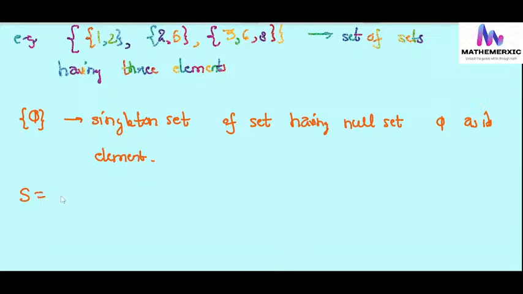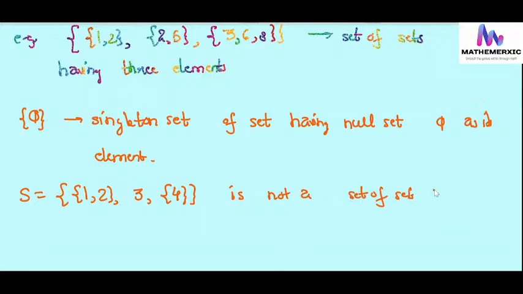And one more very important condition. Let us say S is there, and we have {1, 2} and 3 written separately here. It is not a set of sets in that case, as 3 belongs to S and 3 is not a set. It looks very, very simple. It is an element. So this part we have done.